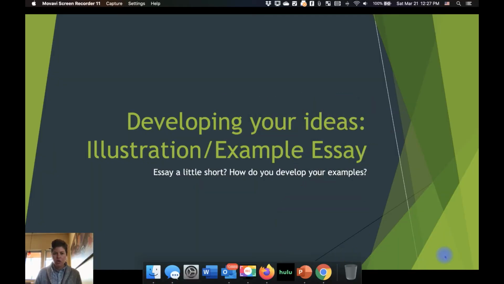Hey everybody, so we are going to be talking about developing your ideas for your illustration example essay. If you remember from class, I told you that it's all about the examples and the evidence that you use that really makes an impact on this illustration example essay. So if you're finding that as you're writing, your essay is still a little bit short, trying to figure out how you develop your examples, talking about the difference between showing and telling, understanding what those are, this is the presentation to check out.